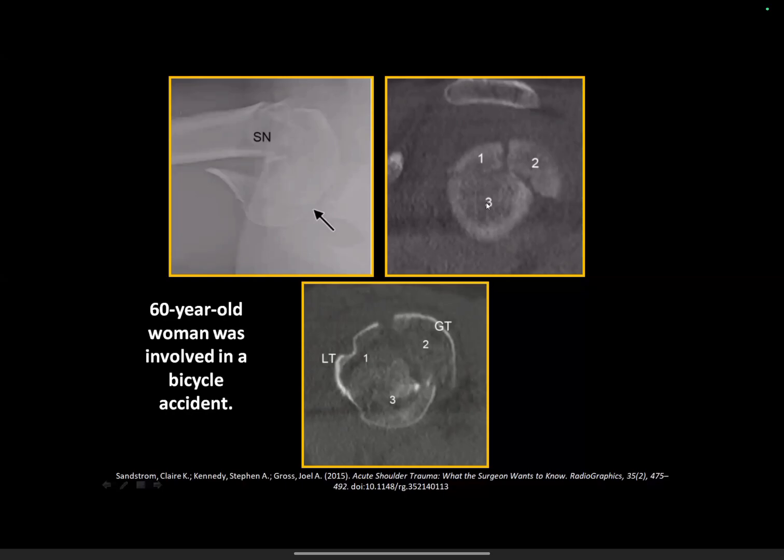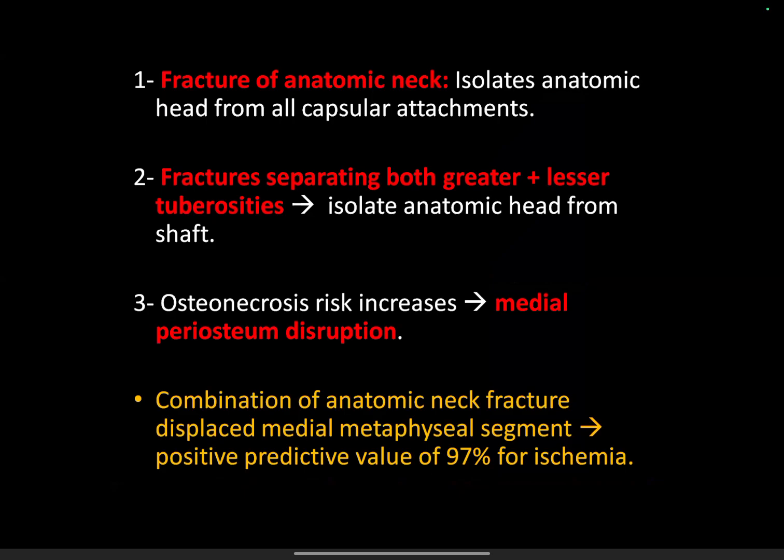And again, further emphasizing the importance of cross-sectional viewing such as CT in order to look for other associated bony involvements. All right, so in conclusion, the dangerous fractures are the ones that are involving the anatomical neck.